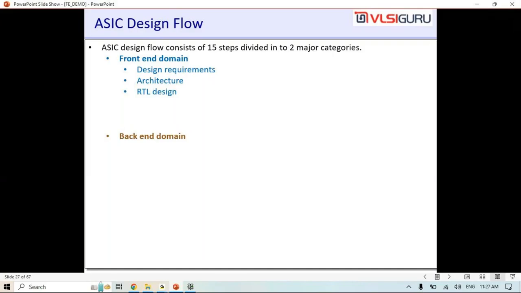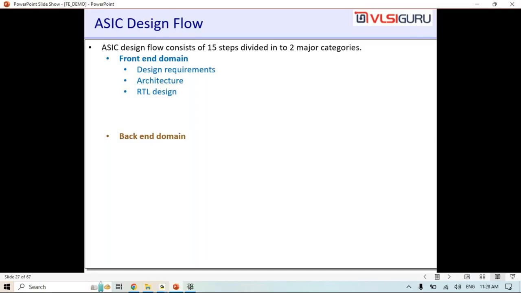Then whom do you go to? Like we had the contractor, the mason, right? The person who was responsible for developing the structure. Who is the similar person here in our VLSI? RTL design people. So who is similar to the contractor and mason in our VLSI? The RTL design engineer. He develops the design.